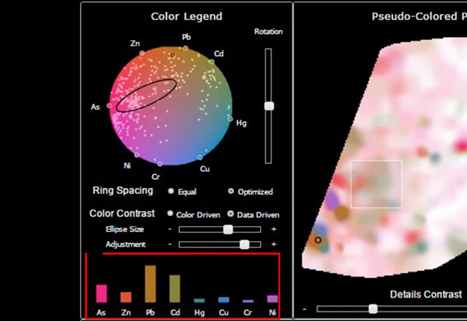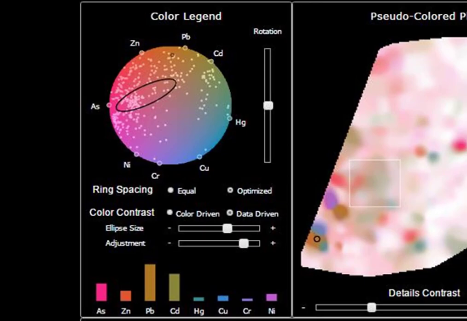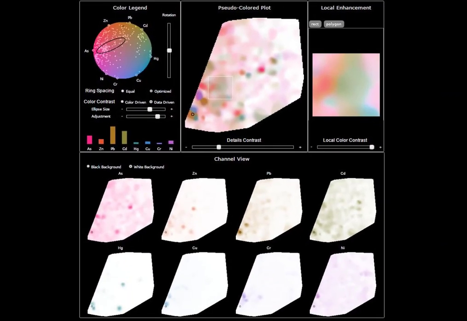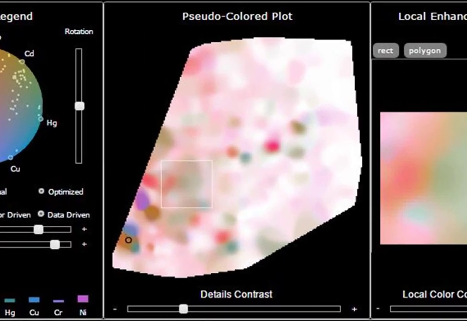The bar charts on the bottom show the true values of a point chosen by hovering over it with the mouse. The main interface is the pseudo-colored plot. It displays the domain image that is colorized based on the chosen parameter settings and color assignments.